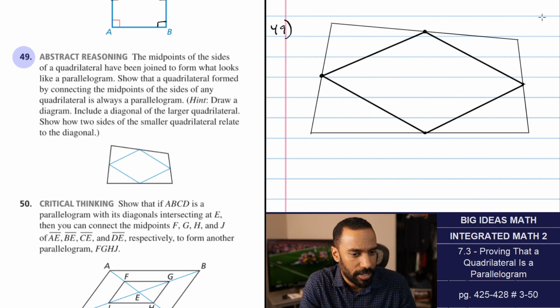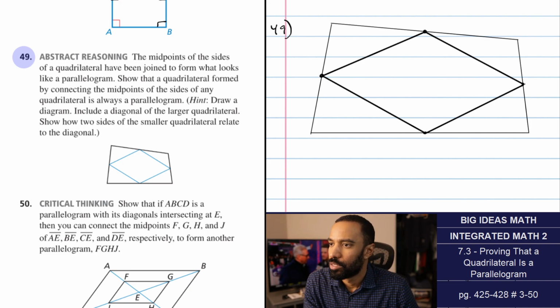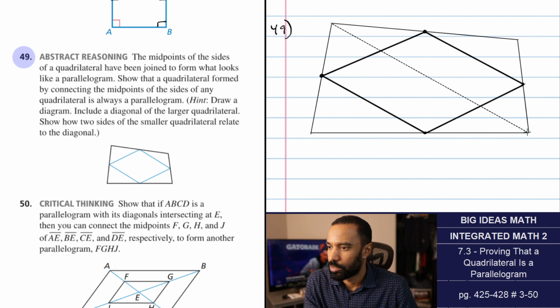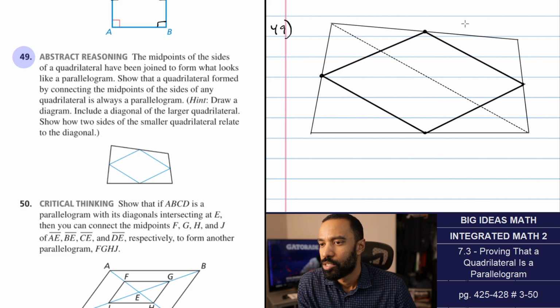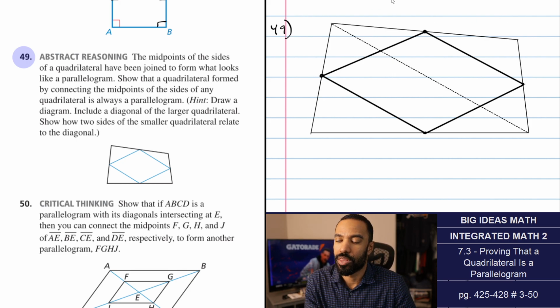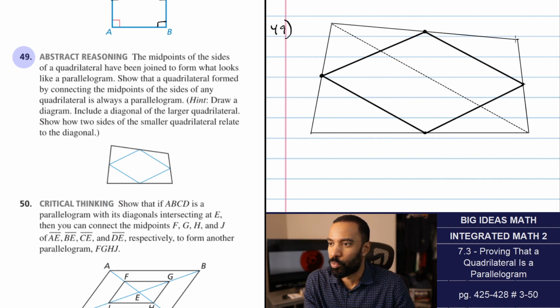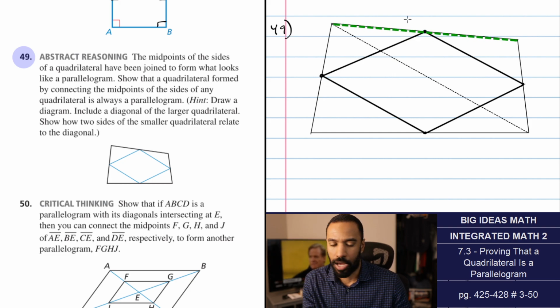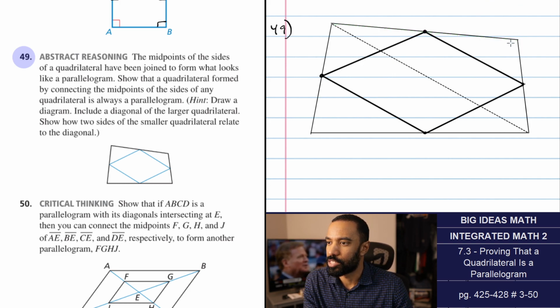Hint: draw a diagram, include a diagonal of the larger quadrilateral. Show how two sides of the smaller quadrilateral relate to the diagonal. Draw a diagonal of the larger quadrilateral. They must be parallel. So, mid-segments. Take a look at this right here in green. Apparently dotted green. Let's take a look at this in solid green.